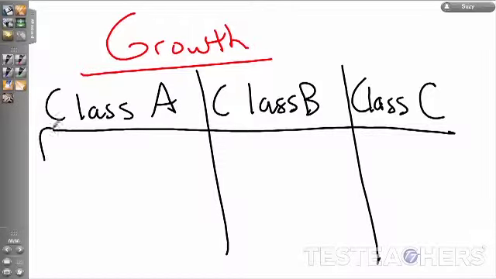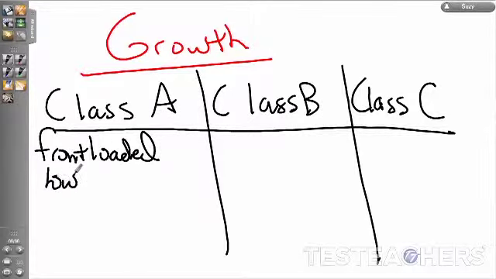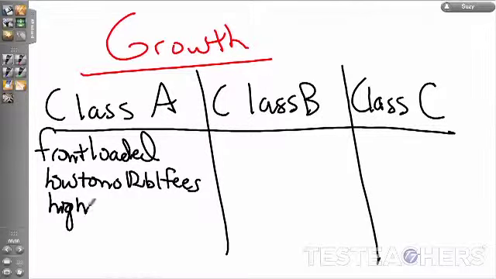Class A shares are front-loaded. They have low to no 12B1 fees. They have the highest yield because they have the lowest operating expenses.